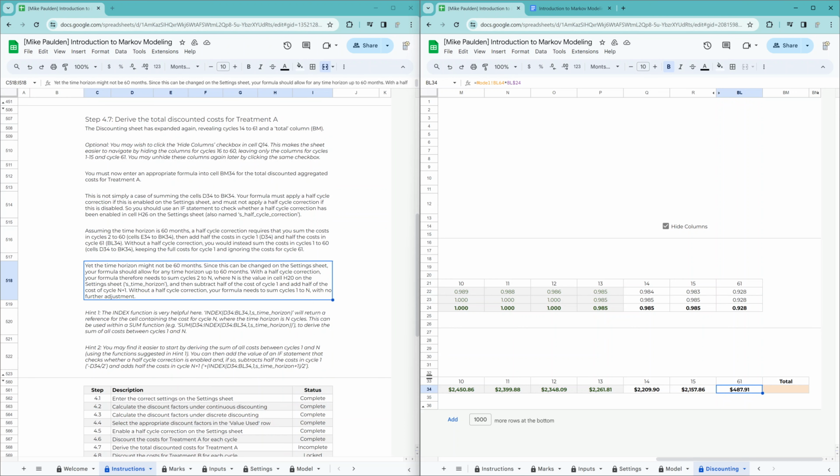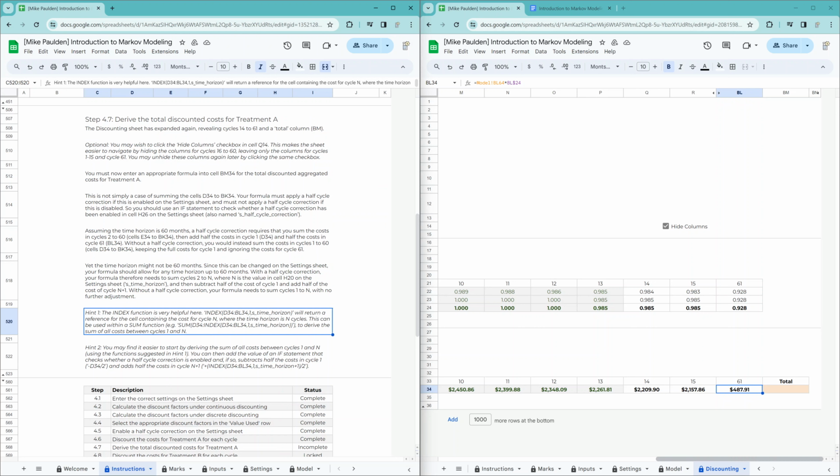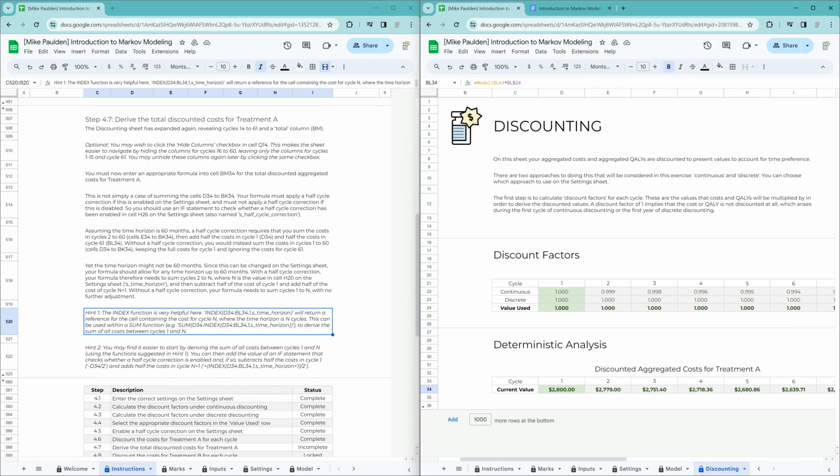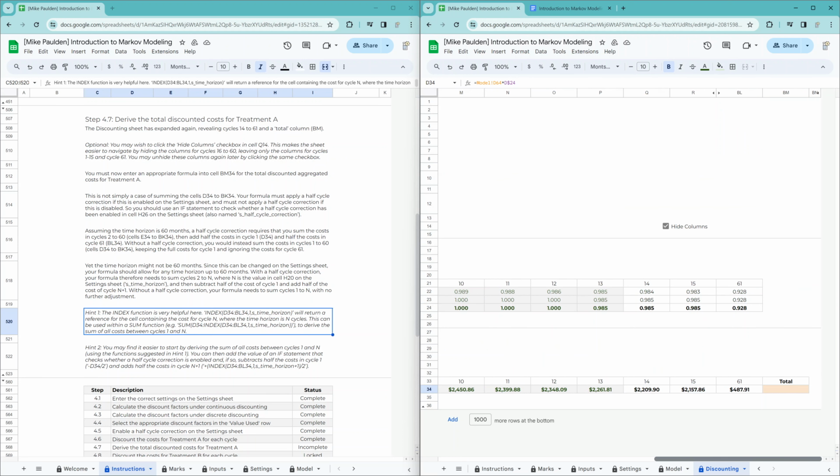So that's how the half cycle correction works. And so there's a couple of hints here which are going to help with writing this formula. I should also say before we continue, if we're not applying a half cycle correction, then you do literally just want to sum from 1 all the way up to 60. You can't see it just here because I've hidden the columns. But you would not be doing half of cycle 1 and half of cycle 61 if you did not have a half cycle correction. So this is not straightforward. This is probably the most difficult formula that we've done so far. So where do we start with this?